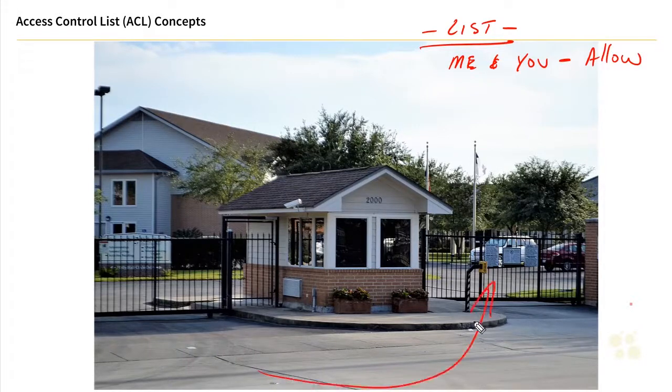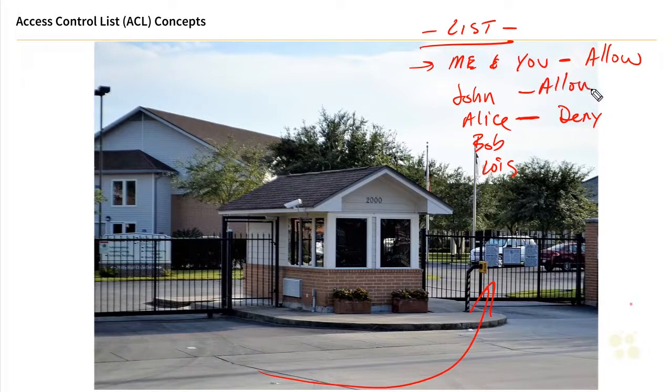So we show up at the gate. The guard says, hold on a moment, looks at the list, starts going down the list, finds me and you, says, yep, you're allowed, opens the gate, lets us through. Now it's quite possible that that guard is going to have more than just me and you on the list. There may be John and Alice and Bob and Lois, and maybe there's a troublemaker among them. So maybe Alice is on the list, but she's been identified as a malicious individual, and the guard has been told explicitly, hey, you know what, if you see Alice, deny her entrance, meaning don't let her in. And maybe John we're allowing, and Bob we're allowing, and Lois we're allowing.